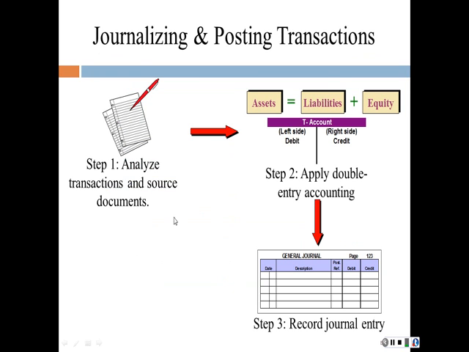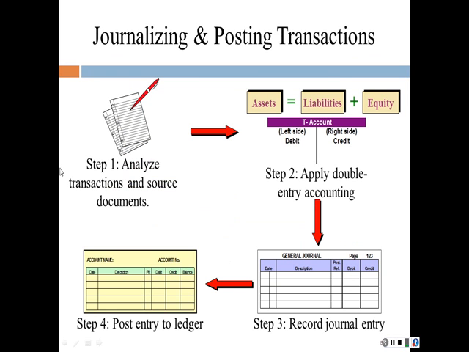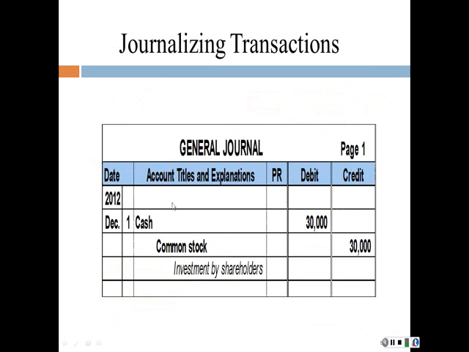We analyze the source document and find out that the transaction has taken place. Then we use the rules of debit and credit to journalize the transaction. And once the transaction is journalized, we post it to the ledger. So let's say that we had an event where the owner invests $30,000 cash in exchange of common stock.